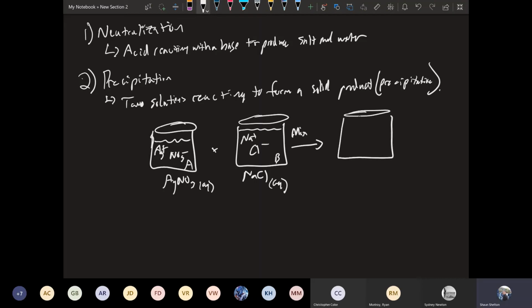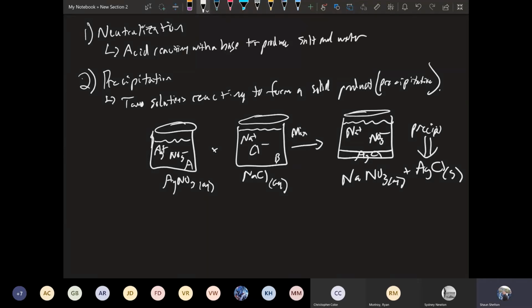So you now have one solution, but what happens in this solution is you form a solid on the bottom. Now, above you have sodium ions and nitrate ions, but then the solid is AgCl. So you're forming NaNO3 aqueous plus AgCl, which is your solid. So your AgCl is your precipitate because precipitates fall out of a solution.